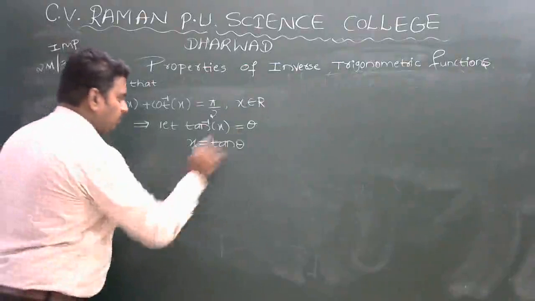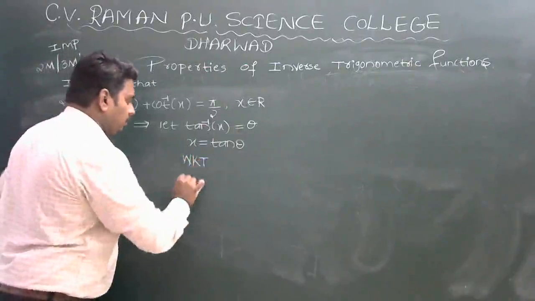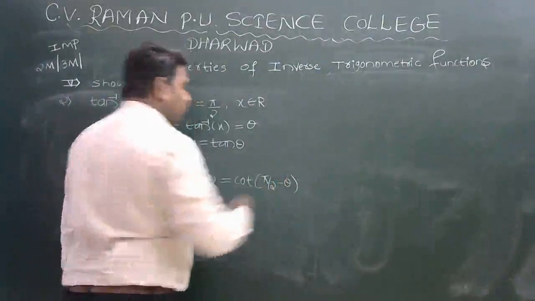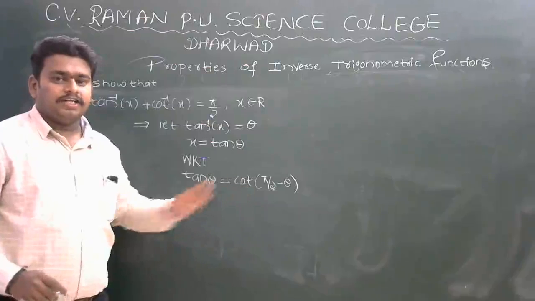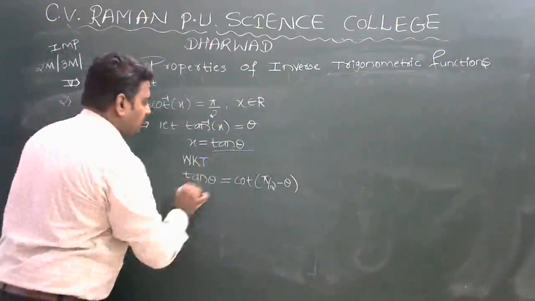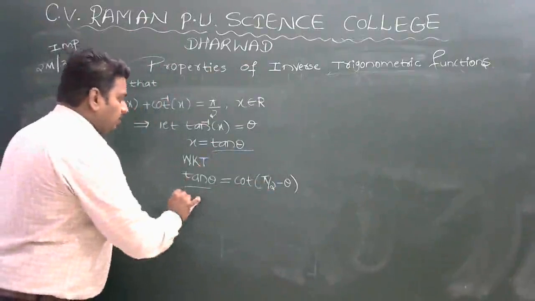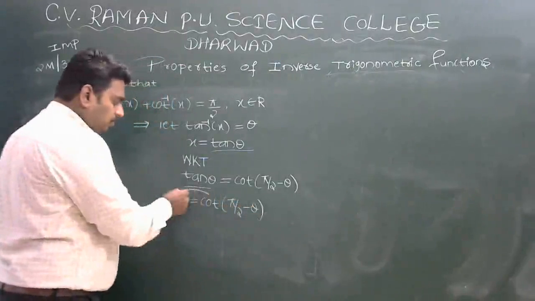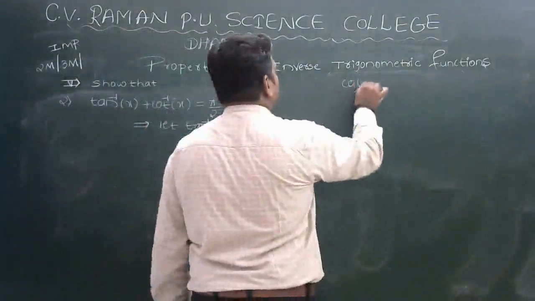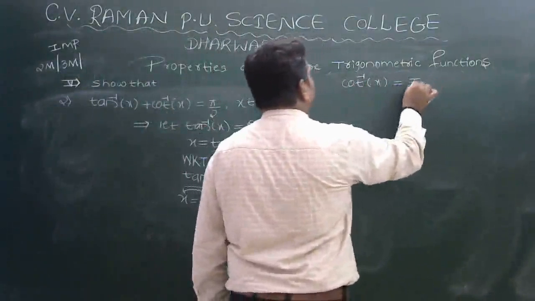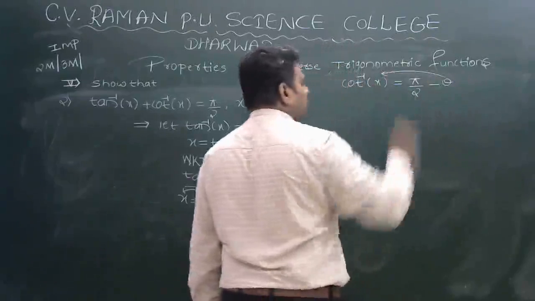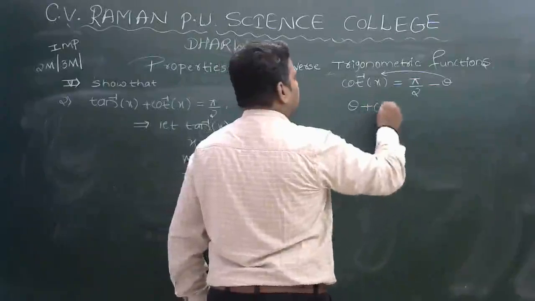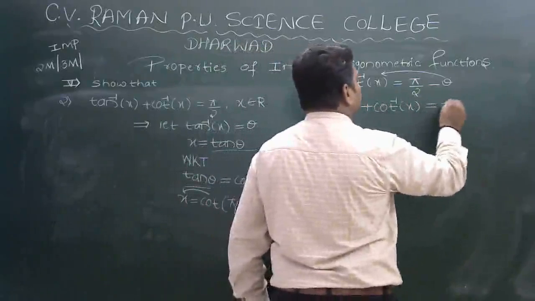Okay, next, again we know that tan theta can be written as cot of 90 minus theta. Here just replace this tan theta by cot of 90 minus theta. So it becomes x equals cot of 90 minus theta. Just shift this cot to the left hand side. It becomes cot inverse of x equals pi by 2 minus theta. Just shift theta to the left hand side. That minus theta becomes plus theta. So this becomes theta plus cot inverse of x equals pi by 2.